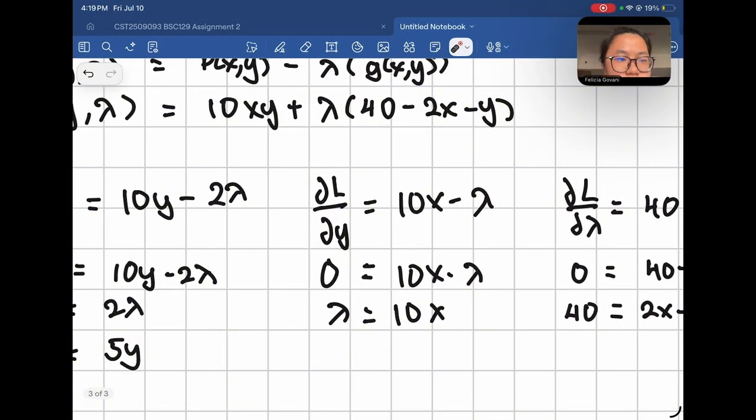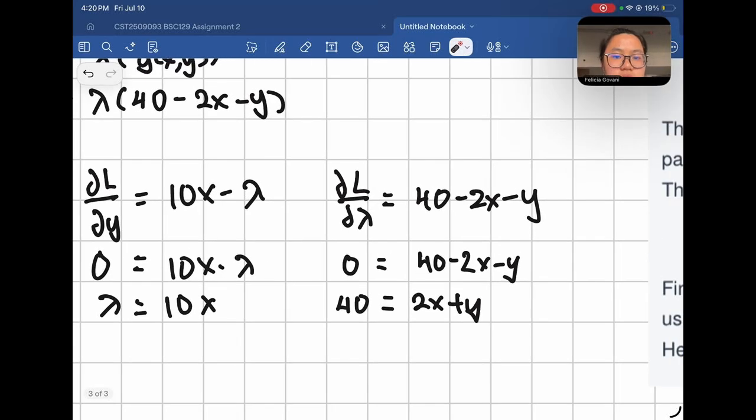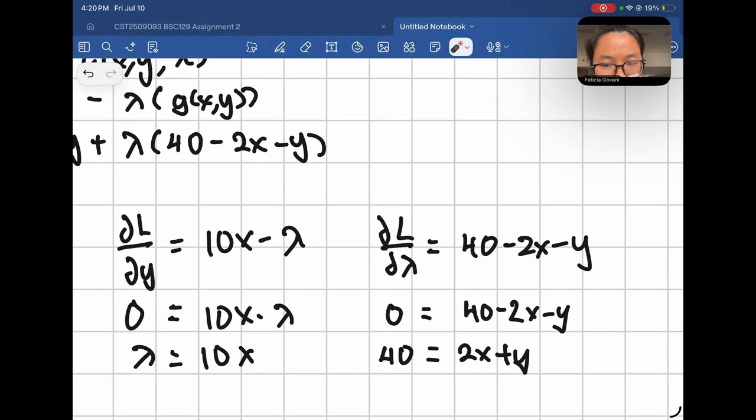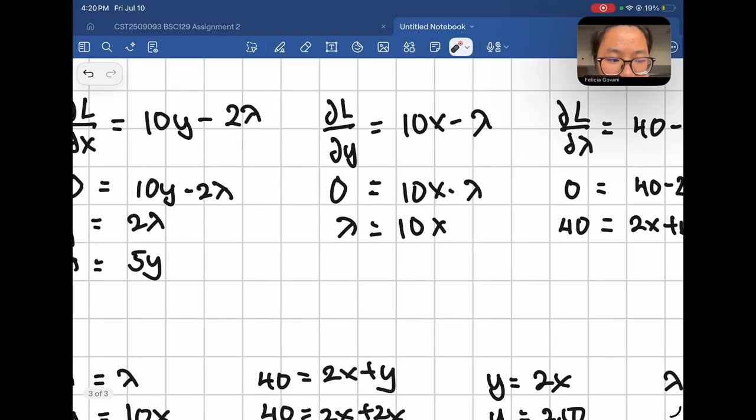Same here, the same way. The partial derivative with respect to y becomes 10x minus lambda, equal to 0, so lambda is equal to 10x. And for the third variable, lambda, we take the derivative again. From this function we get 40 minus 2x minus y equal to 0. So we find 40 equals x plus y.